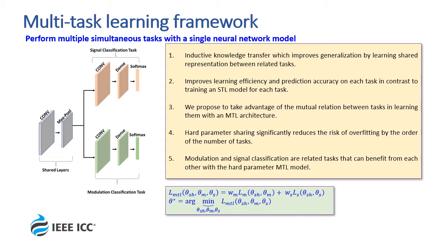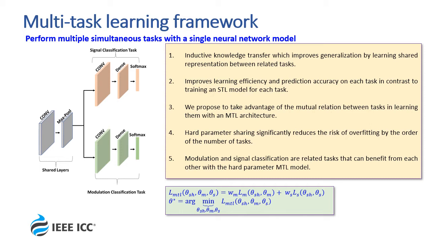And such an advantage can only be exploited if these tasks are mutually related. So for example, you cannot use it to learn mutually exclusive tasks. These tasks have to be related, and if so, you can take advantage of the MTL model. Since modulation and signal classification are related tasks that can benefit from each other, we propose to use a hyperparameter shared MTL model in learning these two tasks simultaneously with a single neural network architecture.